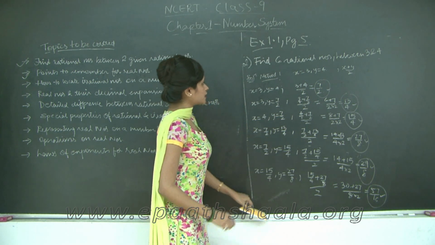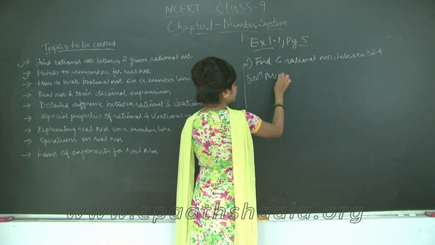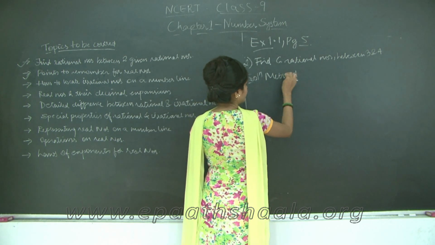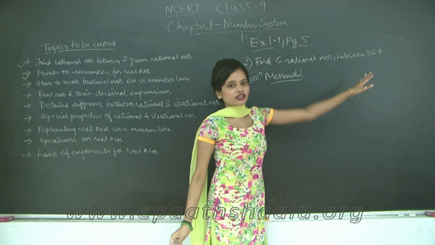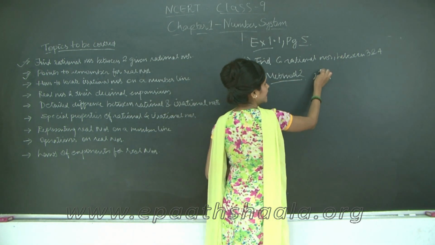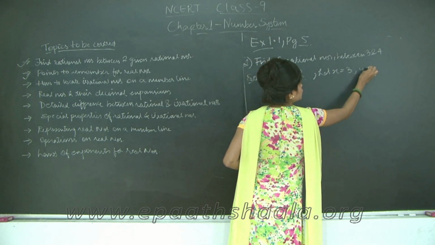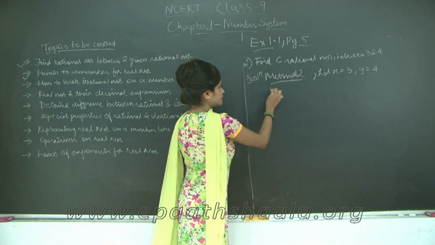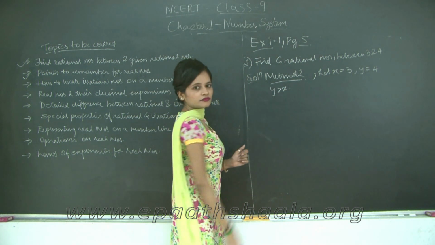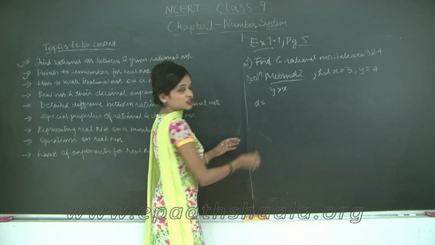Okay. We will take a look at method 2. So, what do we do in method 2? We take 2 rational numbers which are given. I will say let x be equal to 3 and y be equal to 4, right? So, we notice that y is greater than x. Therefore, we need to find a number d which is the difference.